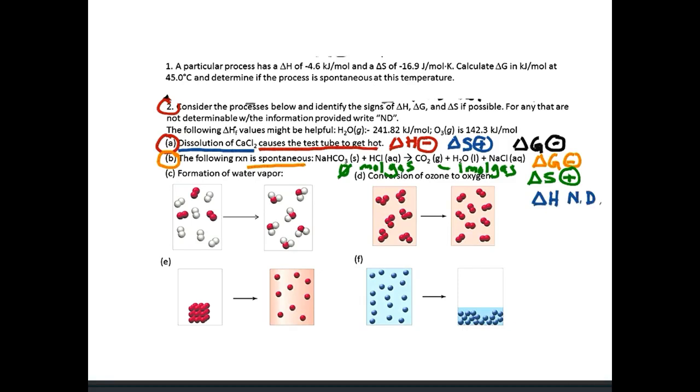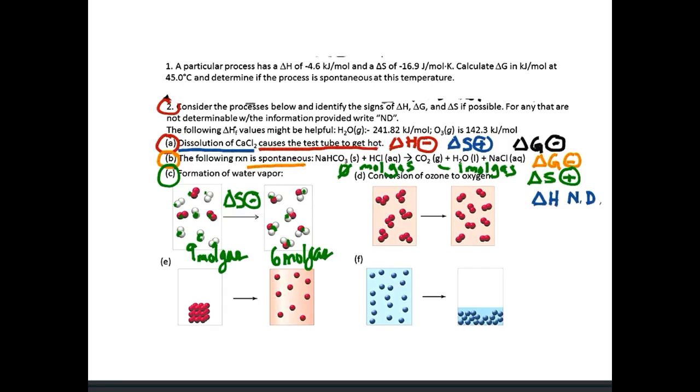Formation of water vapor is part C. So we're forming water vapor from oxygen and hydrogen. Here, we can count the number of gas particles, right? We have 9 particles of gas on the left, and we have 6 moles of gas on the right. So we're decreasing moles of gas, which means delta S must be negative.